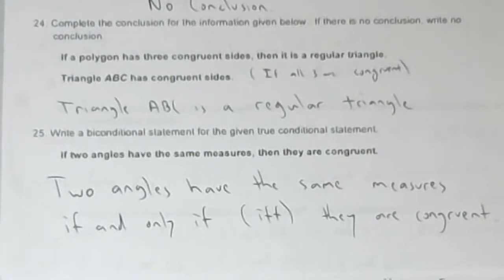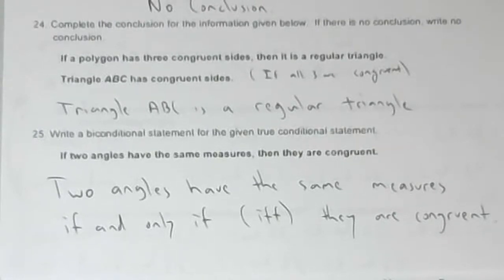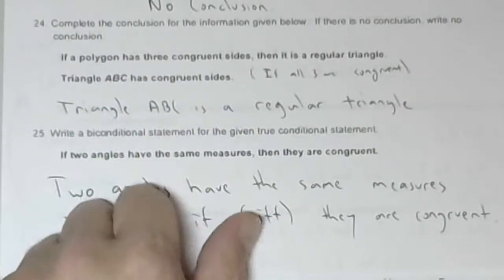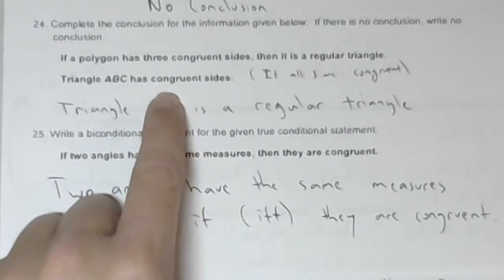Complete the conclusion for the information below. If a polygon has 3 congruent sides, then it is a regular triangle. Triangle ABC has congruent sides. This one is a little ambiguous. If this were on a test, I would say that triangle ABC is a regular triangle. However, to be a regular triangle, as it states, you need 3 congruent sides.